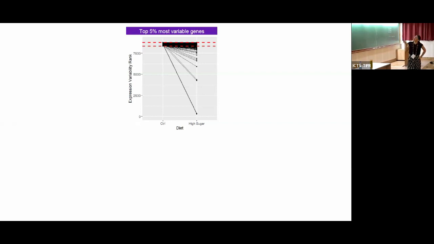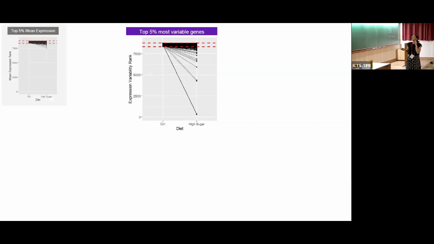So what we did is, we take control and high sugar conditions. This is the variability rank, right? This is the most variable gene. This is the least variable gene. If we take the top, these are 450 genes that are the most variable genes in control. You can see that most of them remain highly variable in high sugar. So genes that started with a lot of variance stay with a lot of variance. Ranks, we can talk about the absolute increase in variance.